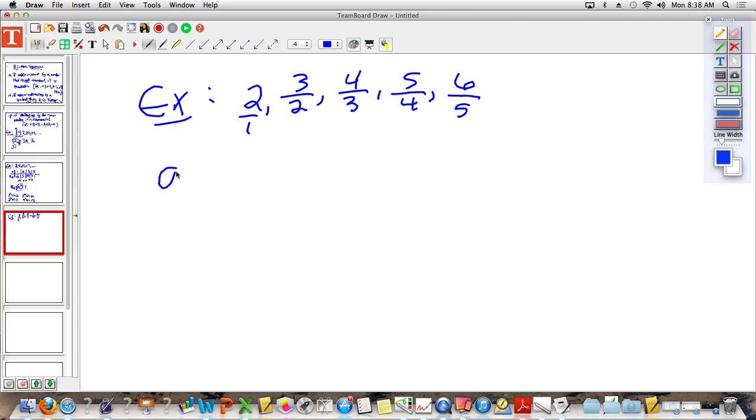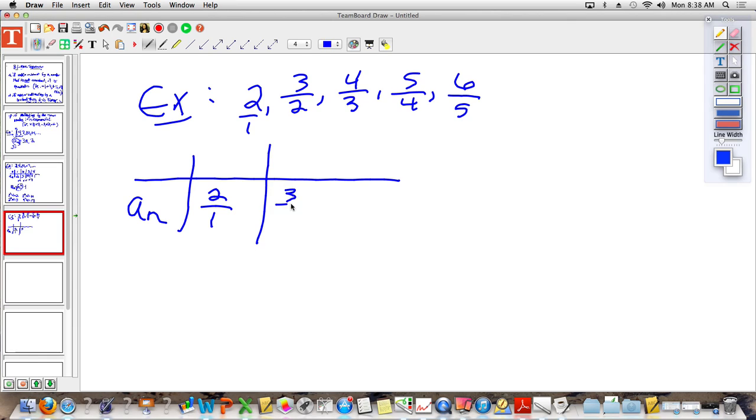And I'm going to make another table here. So on the bottom, I'm going to put my a sub n's. So my first a sub n is 2 over 1. My second a sub n is 3 over 2. My next one is 4 over 3.